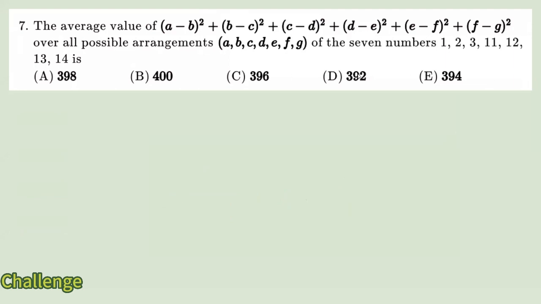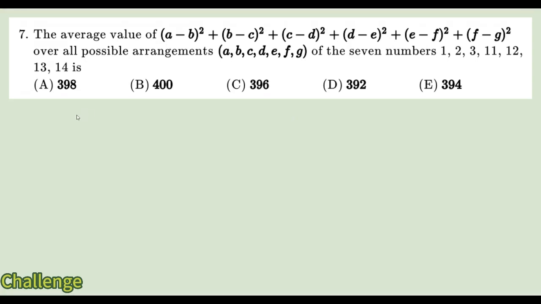The average value of (a minus b) squared plus (b minus c) squared plus (c minus d) squared plus (d minus e) squared plus (e minus f) squared plus (f minus g) squared over all possible arrangements a, b, c, d, e, f, g of the 7 numbers 1, 2, 3, 11, 12, 13, 14 is how much? Okay, so first off, for our possible math knowledge, we can see that there are squares in here, so we might need to know how to expand squares. And we also need to know how to find the average, which is a spoiler, but this is a key point of the problem, finding the average.